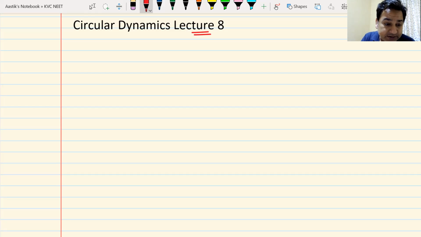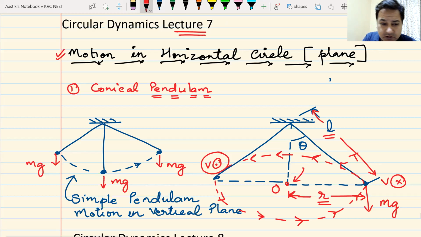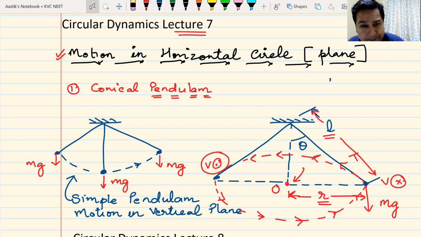And if I go back to the last class, we were discussing the motion of a conical pendulum. A conical pendulum which goes like this.